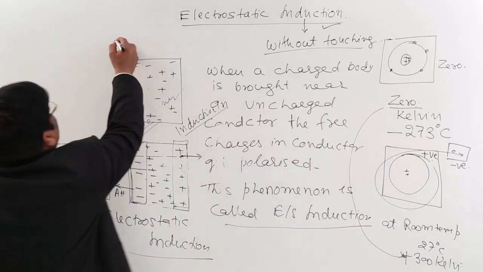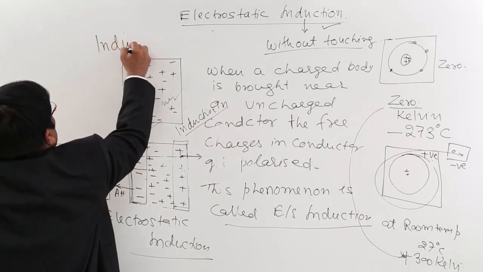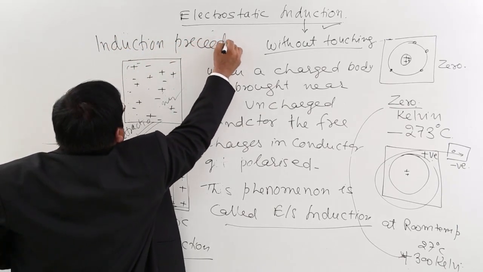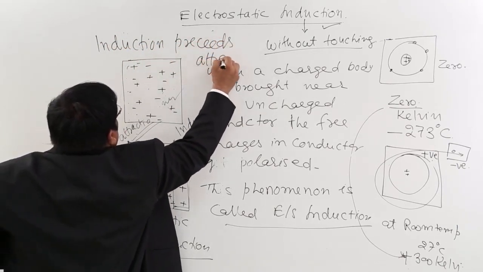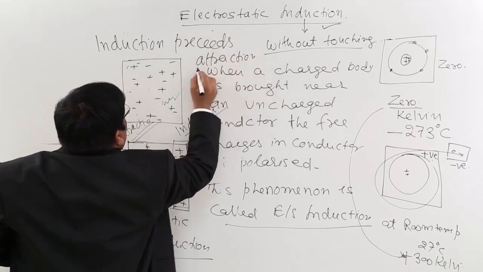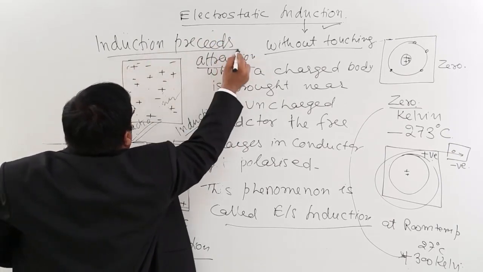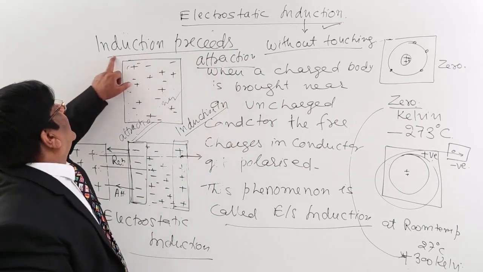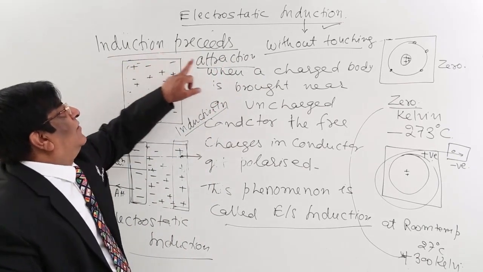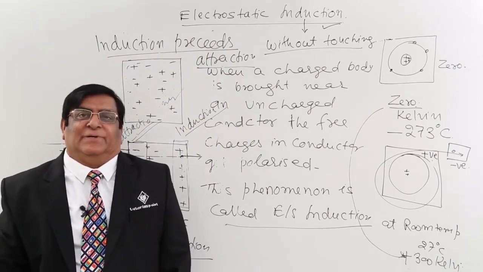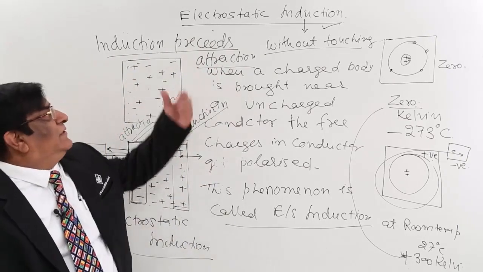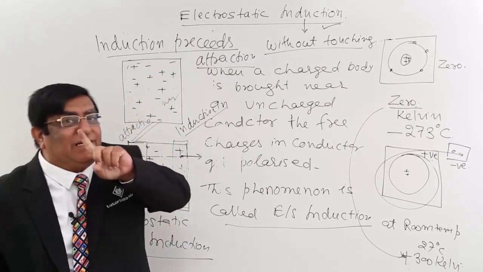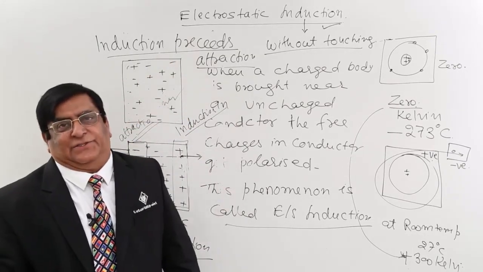So induction precedes attraction. Whenever you are attracted, first there has to be induction, then only there will be attraction. Remember that. So this is what happens whenever there is an attraction. Attraction cannot happen without induction.